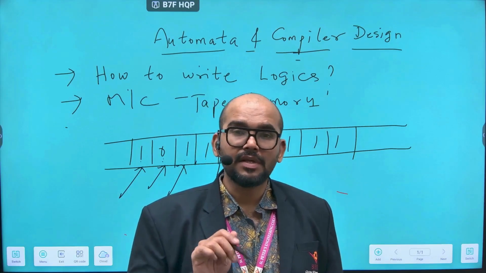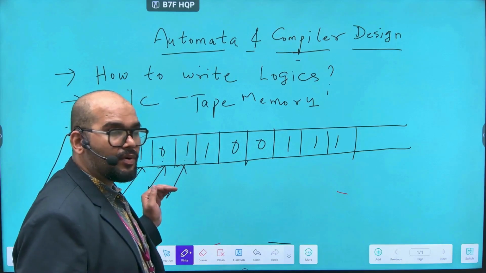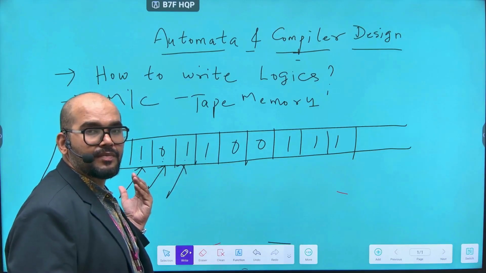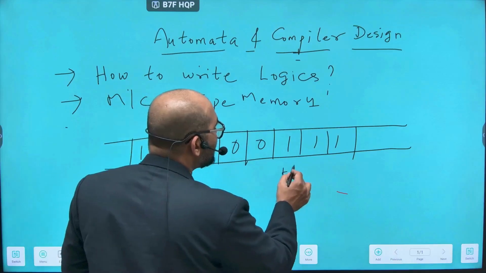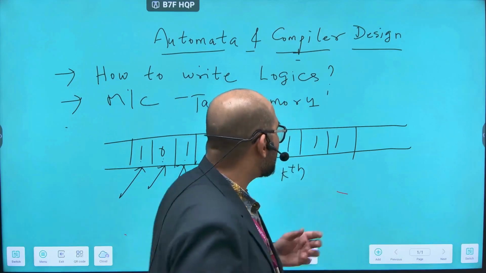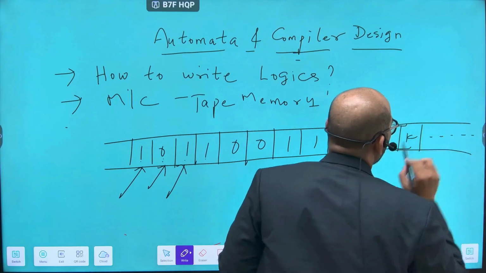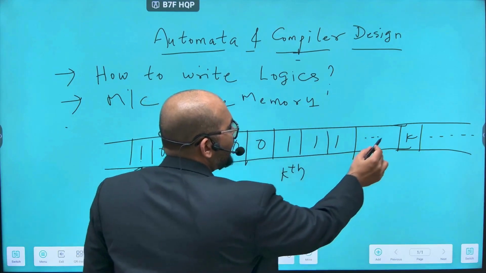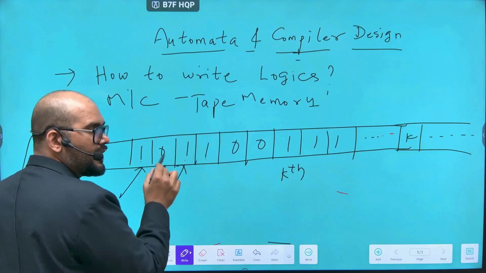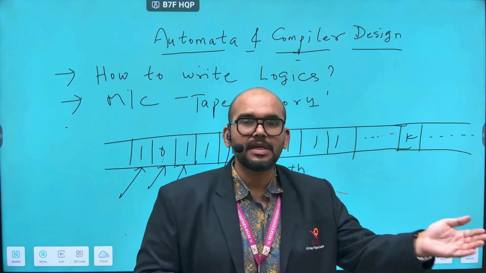But here also we have some problems. What are those problems? At a particular step, we can move only one step forward or one step backward. For example, we want to go to some kth position, let the kth position be somewhere around here within the tape. At a particular time we can go only one step forward or one step backward.